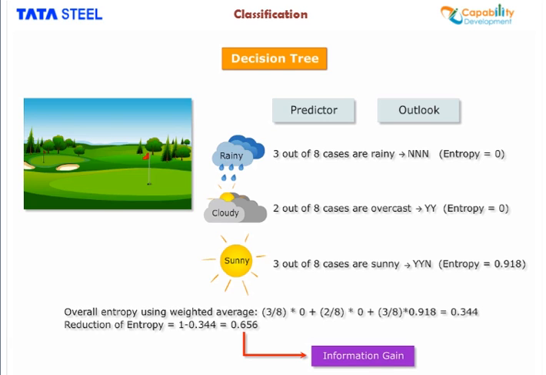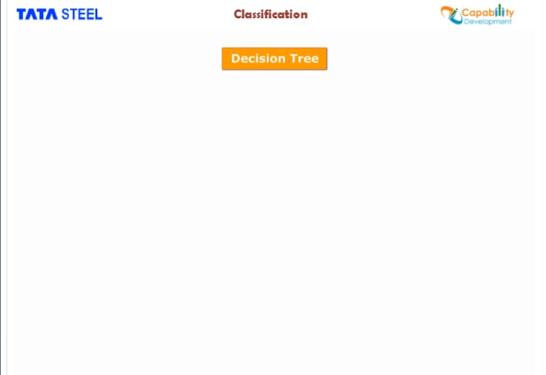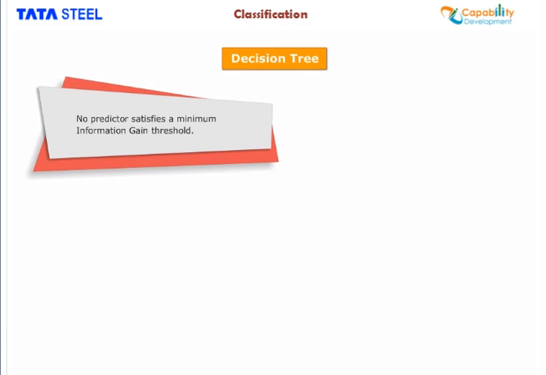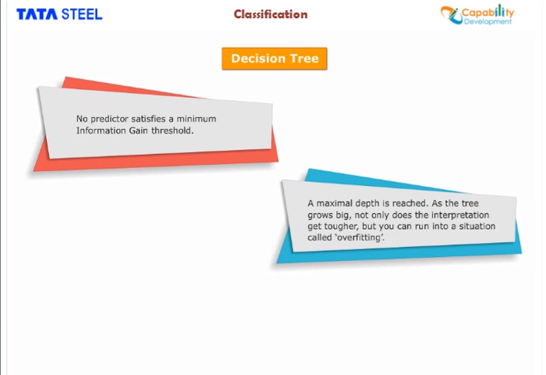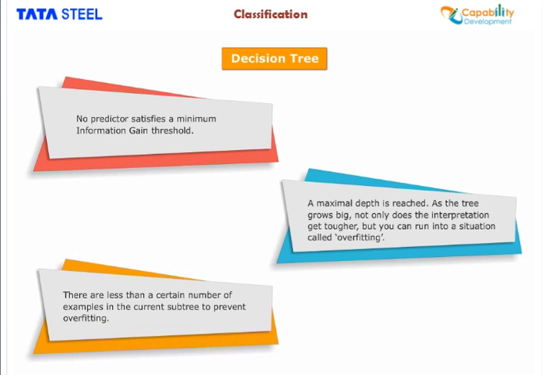Similarly, we can calculate the information gain for the other predictors. The predictor amounting to the maximum information gain is selected to divide the dataset. Continue this exercise till no predictor satisfies a minimum information gain threshold, or a maximum depth is reached. As the tree grows big, not only does the interpretation get tougher, but you can run into a situation called overfitting. You also stop when there are less than a certain number of examples in the current subtree, to prevent overfitting.